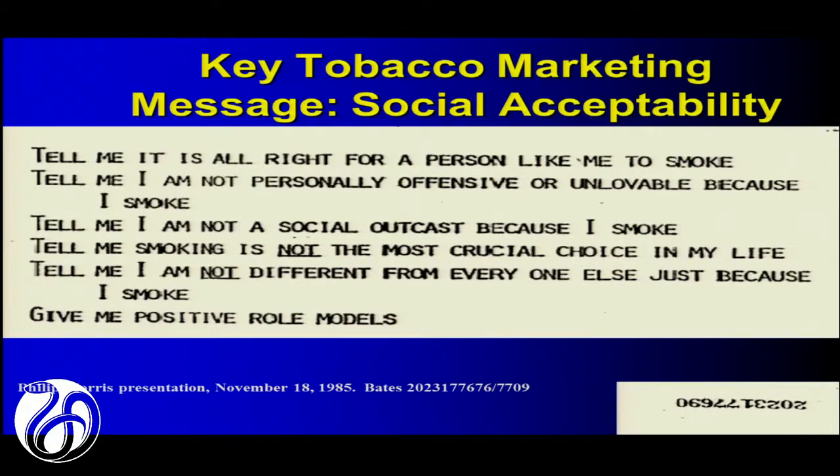And then another one from 1985 from Philip Morris really looked at trying to increase the social acceptability of their product, and then again, to use that information to create marketing and ads that are most appealing to young adults. So they write: Tell me it is all right for a person like me to smoke. Tell me I am not personally offensive or unlovable because I smoke. Tell me I am not a social outcast because I smoke. Tell me smoking is not the most crucial choice in my life. Tell me I am not different from everyone else just because I smoke, and give me positive role models. Absolutely parallels what we know about young adult development and their identity development. It's an absolute perfect mirror of what young adults want to know.